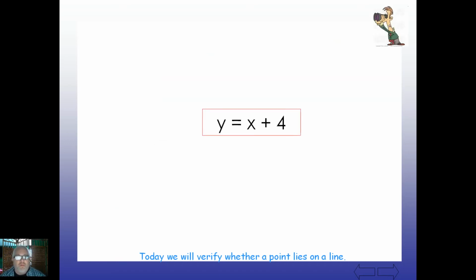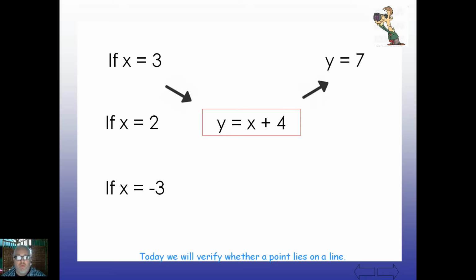All right, let's look at a more mathy example. How about if you have y equals x plus 4? Here's our domain, 3, 2, and negative 3. If I change x to a 3, what's our answer? Well, y would be 7, correct? We plug 3 in for x, we get a 7 as the answer. What if I plug in a 2? Well, if I plug a 2 in, then we should get 6. And if I plug a negative 3 in, we end up with 1.